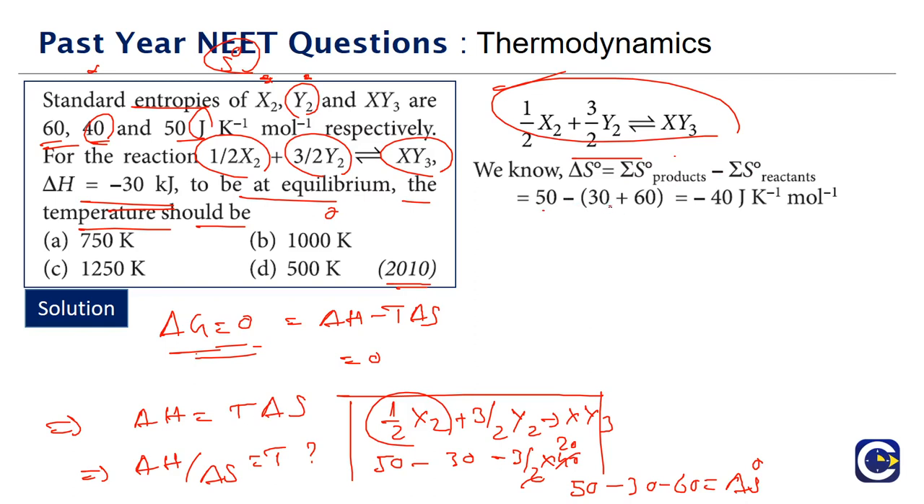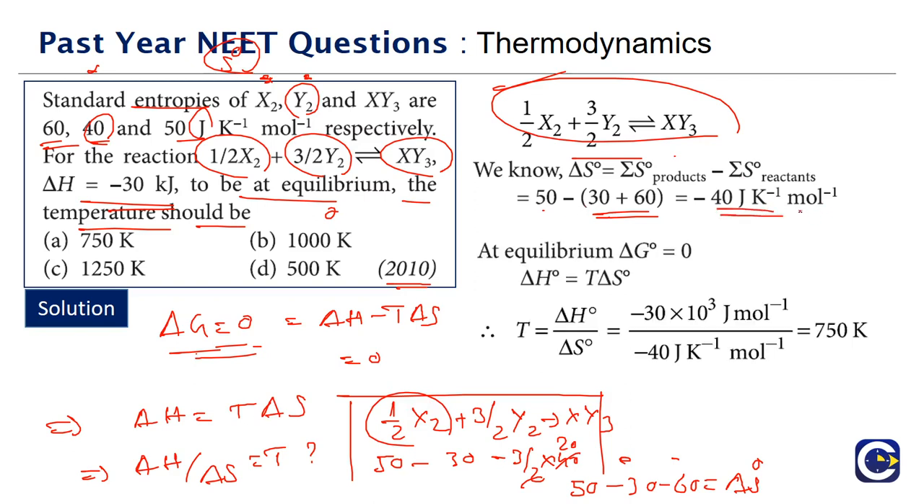So 50 minus the reactant, which is 30 plus 60, which is 90. How are the 30 and 60 coming? Because we have half a mole of X2 and 3 by 2 moles of Y2. So 50 minus 90 is minus 40 joule per Kelvin per mole. And equilibrium means delta G must be 0, which means delta H minus T delta S will be 0, or from here the temperature will be equal to delta H by delta S.